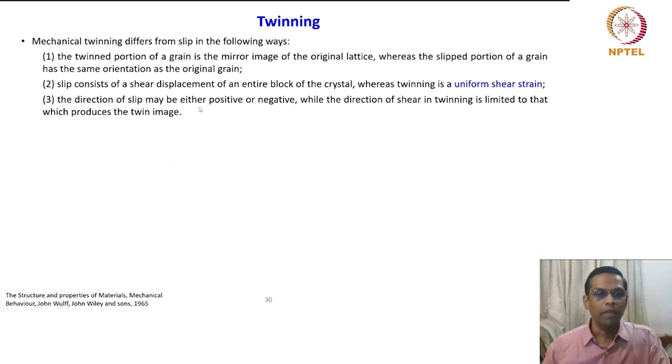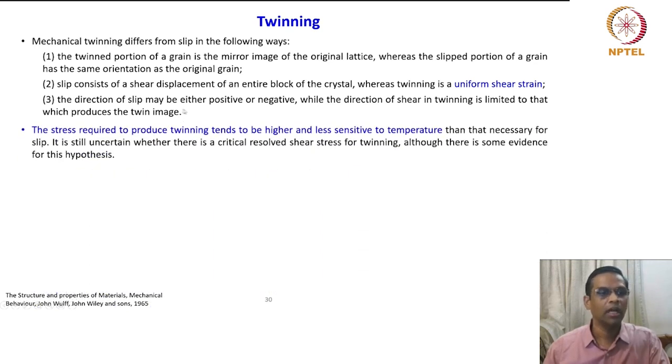The direction of slip may be either positive or negative, while the direction of shear in twinning is limited to that which produces a twin image. This is another characteristic. The stress required to produce twinning tends to be higher and less sensitive to temperature than the stress for slip. This is another important aspect by which twinning is characterized. The stress required to produce twinning is high. This is a very important point you have to remember.